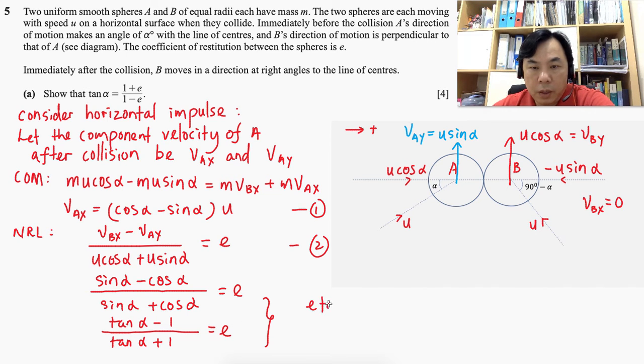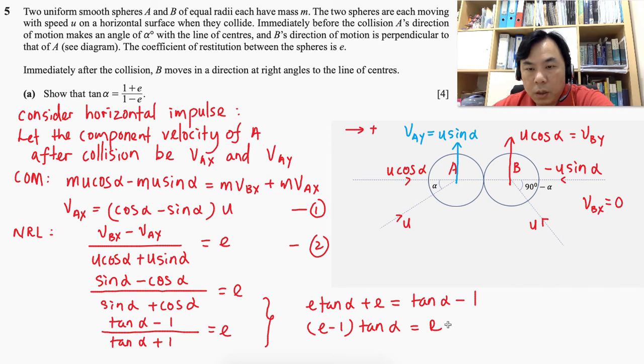I will have e tangent alpha plus e is equal to tangent alpha minus 1. Now from here I will get (e minus 1) tangent alpha is equal to 1 plus e. Oops, I think I sent it over to the wrong direction here. Let me change that one more time. That should be 1 plus e here, and then there is 1 minus e.